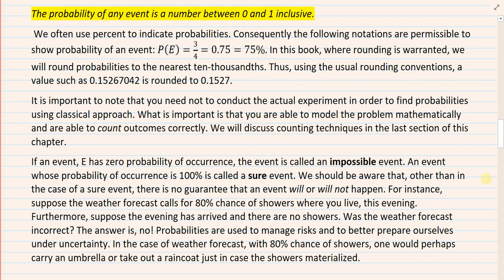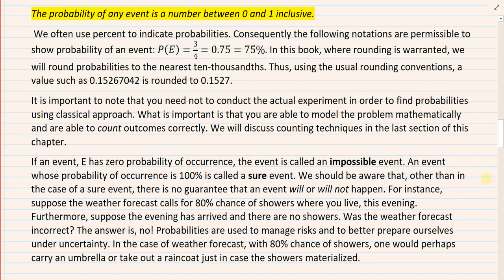Now, what are impossible and sure events? If something could not possibly happen, that's going to be an impossible event. So what is the probability that the sun will not rise in the morning? Impossible. That would be 0. By contrast, if something has 100% probability of happening, then it's known as a sure event. A sure event is sure to happen.